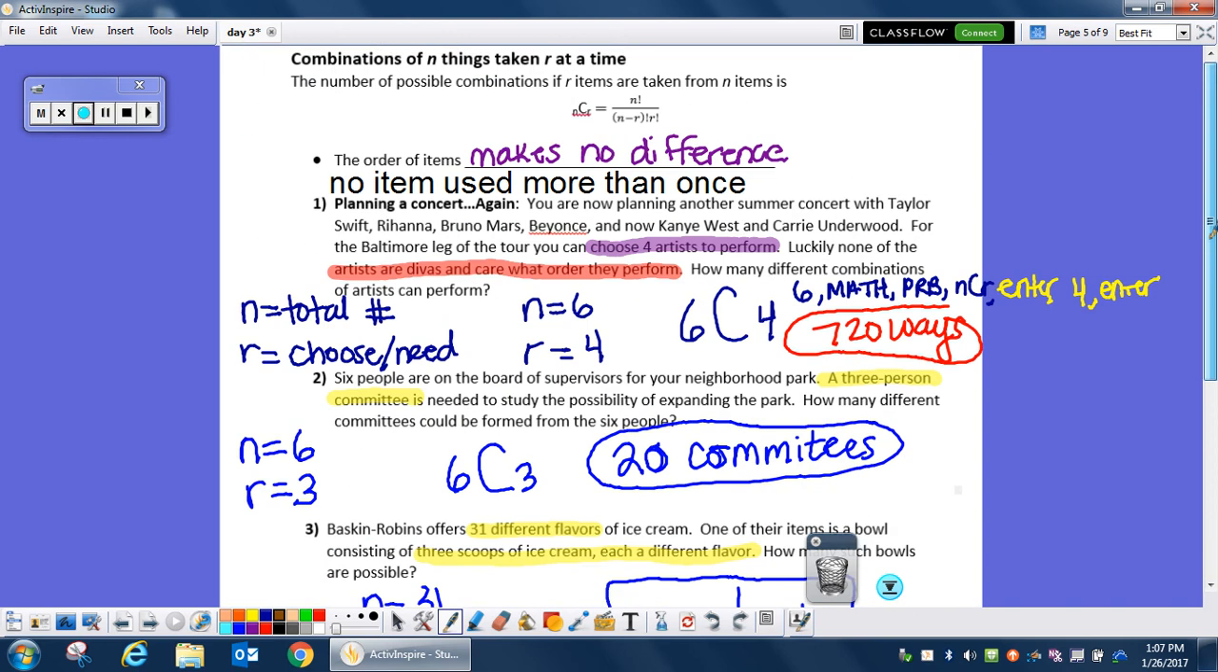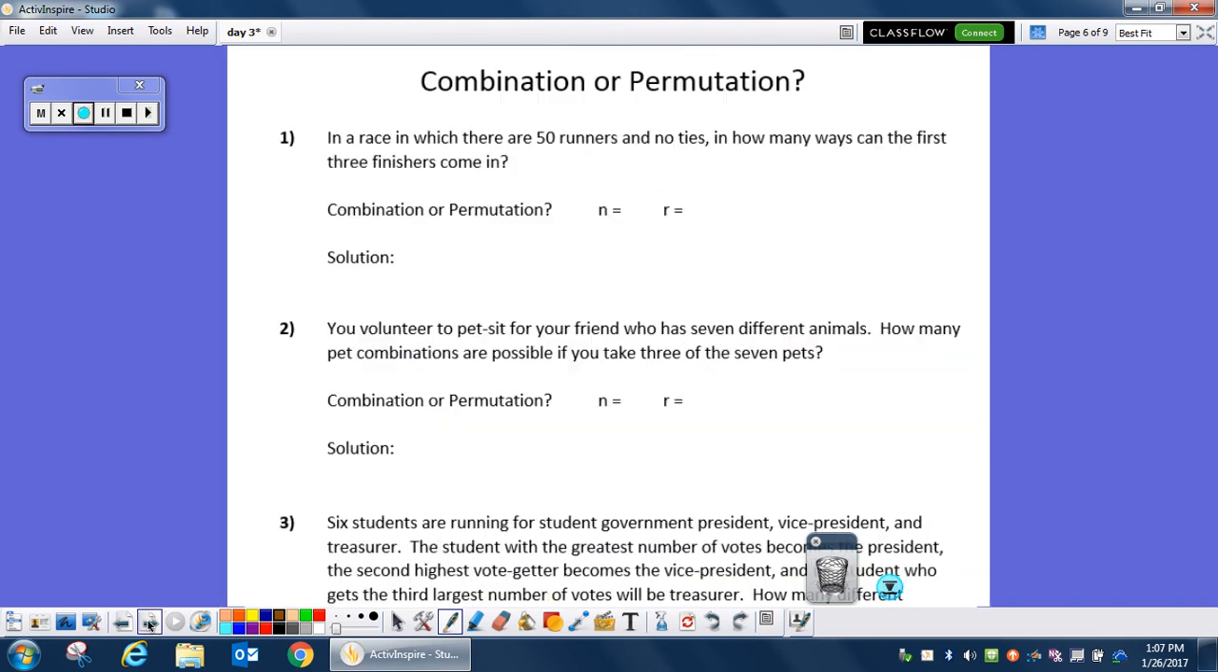All right. Moving on to the back. The back is just a review of permutations or combinations. Remember, combination is no order. You're going to see words like committees, just selecting. Permutations are picky, so order matters.